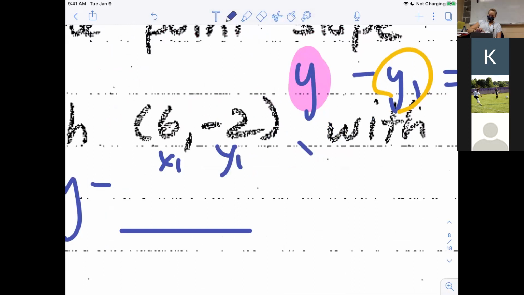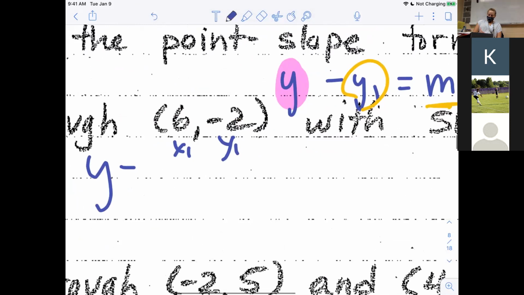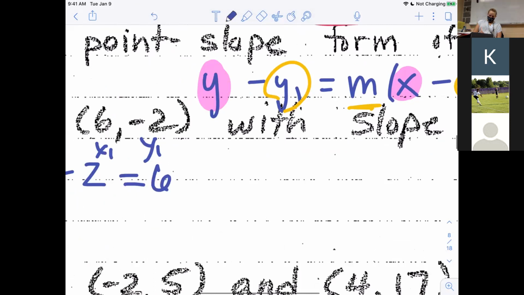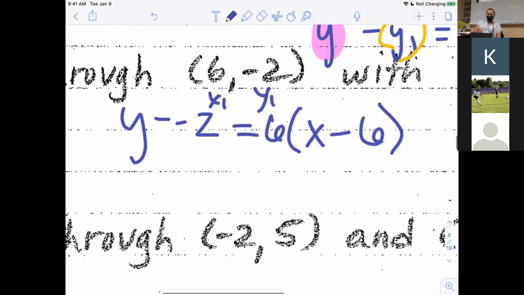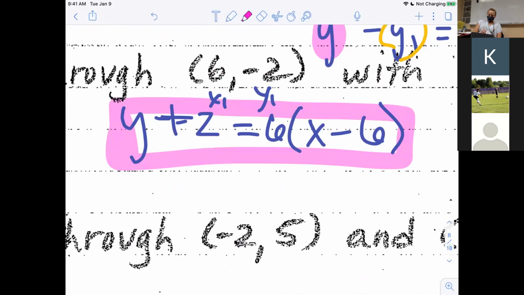Why are you being like this? So I'm talking to the iPad. Slope is m. So I've got y minus y1, which is 2, and then that equals m, which is 6, times x minus x1, which is 6. Yep, I haven't done that yet. Yes, thank you, Ava. Minus minus becomes plus 2. And that's as simple as it gets. x plus 2 equals 6 times x minus 6. I don't want anything else. Period, the end. Try the next one.